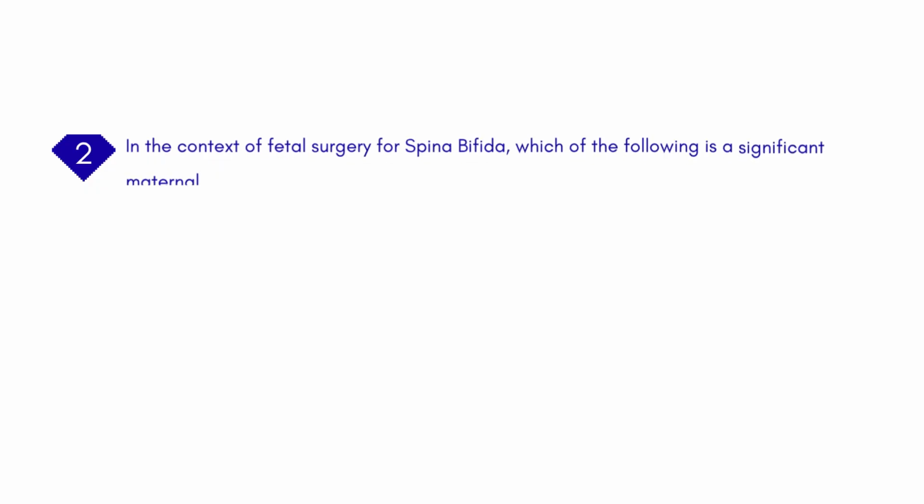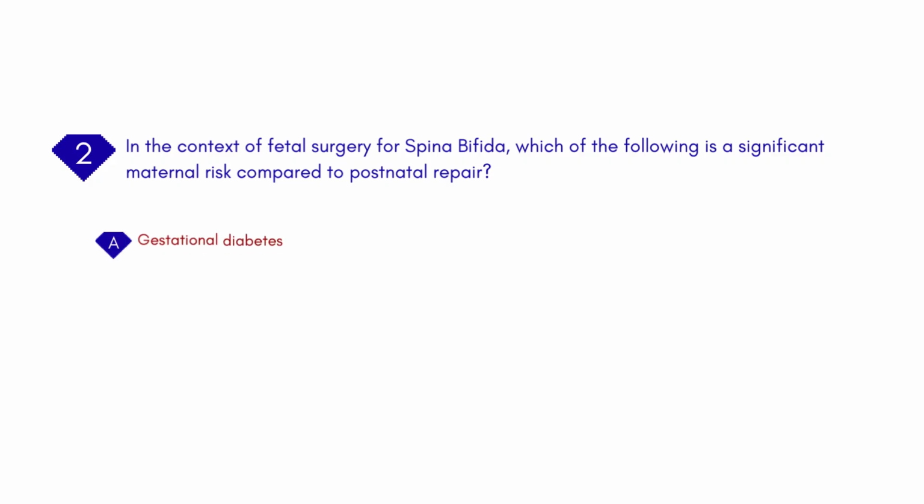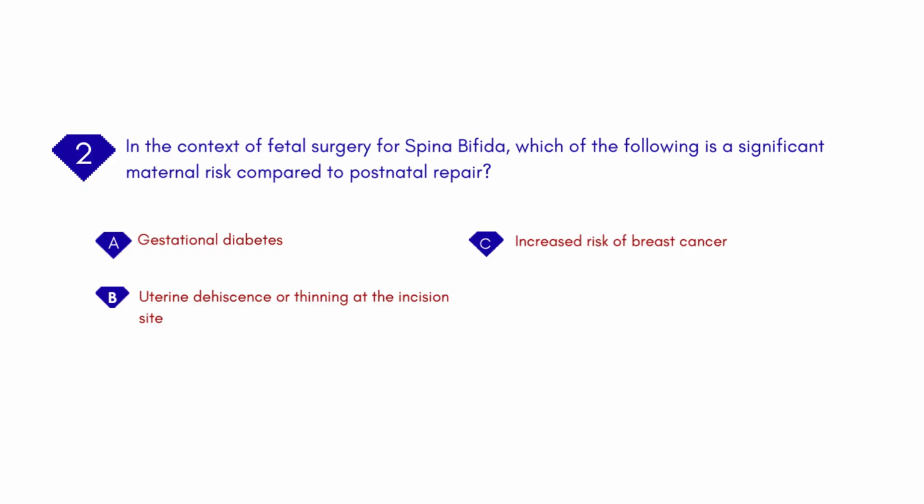Kyphoscoliosis. In the context of fetal surgery for spina bifida, which of the following is a significant maternal risk compared to postnatal repair? A. Gestational diabetes. B. Uterine dehiscence or thinning at the incision site. C. Increased risk of breast cancer. D. Preeclampsia. Answer: B. Uterine dehiscence or thinning at the incision site.